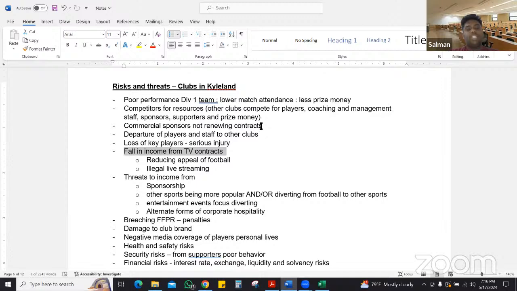Fall in income from TV contracts. We discussed how clubs earn money, but the income from TV contracts can reduce due to the threat of reducing appeal of football.